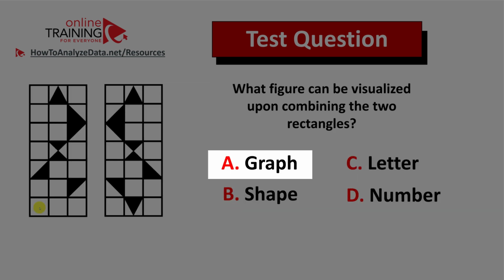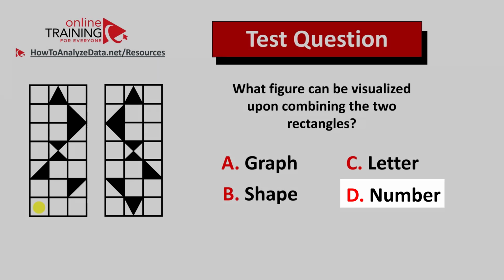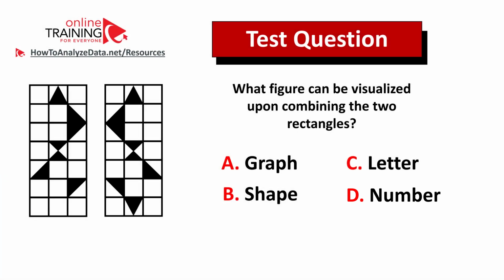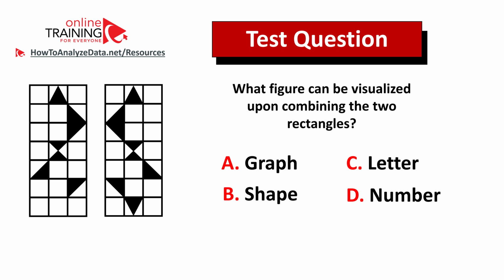Choice A, graph. Choice B, shape. Choice C, letter. And choice D, number. Do you see the answer? See if you can pause this video for 10 to 15 seconds to give yourself some time to figure out the answer. Did you figure out the solution? Let's continue to see how we can get to the correct answer together.